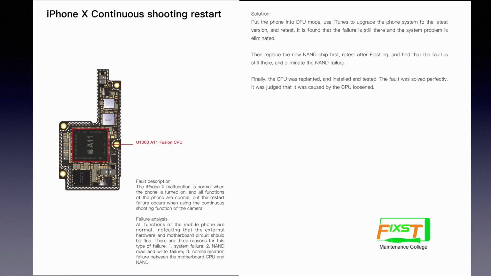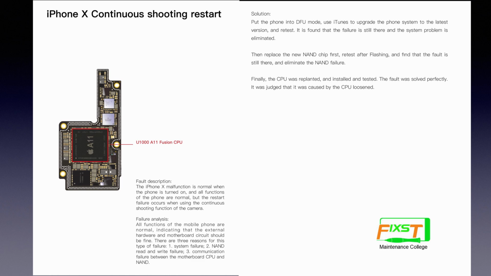This case is a special case. This problem is continuous shooting restart. It means that if you hold the taking picture button, the phone will restart. Because all the functions of the mobile are normal, the external hardware and the motherboard circuit should be fine. There are 3 reasons for this type of fault. First is the system problem. Second is the NAND read and write problem. And third is communication failure between the motherboard CPU and the NAND.